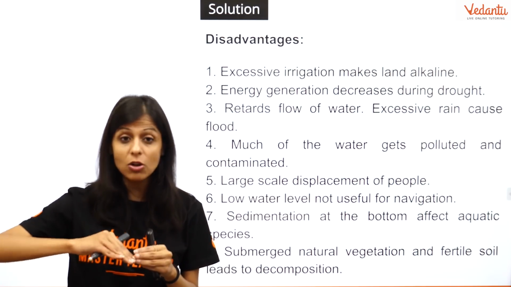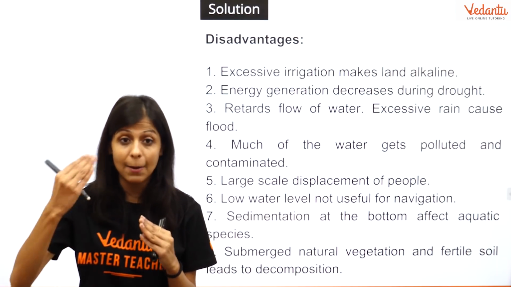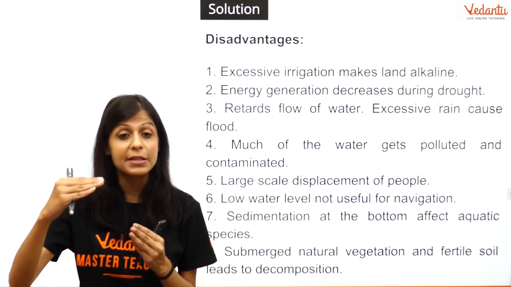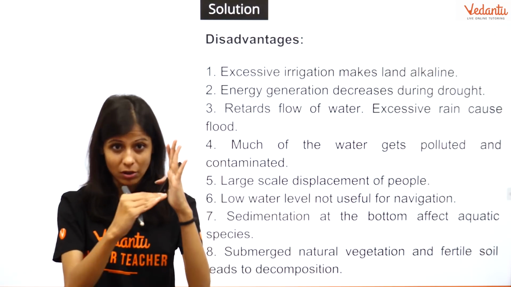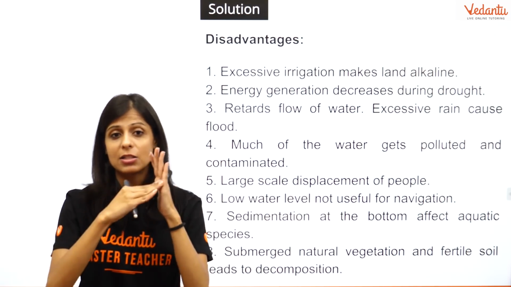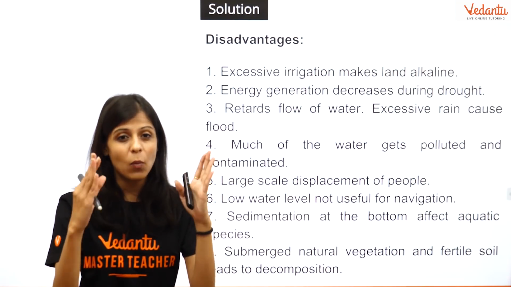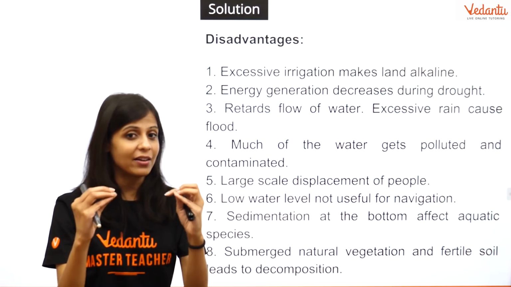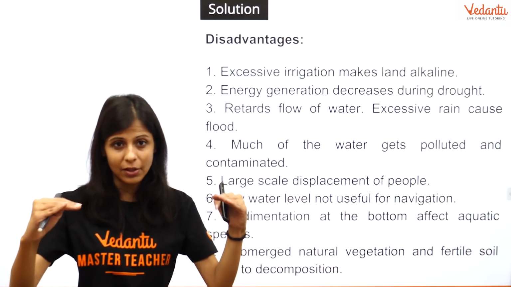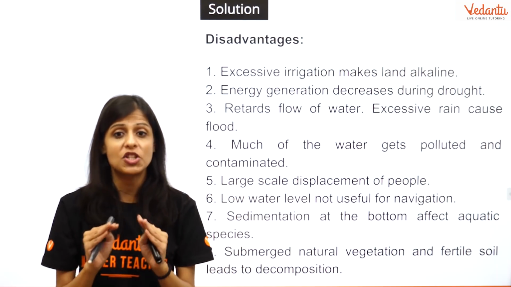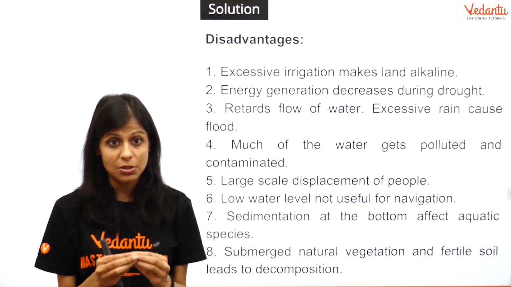If the water table is not up to the minimum level, you're not going to get electricity, and it will not be helpful even for navigation purposes. What happens when you're storing the water? The sediments tend to deposit at the bottom, and that affects the marine ecosystem, the aquatic species get affected. There is also submergence, because all the sediments get collected in that area, so whatever natural vegetation and soil you have, it is rendered useless.